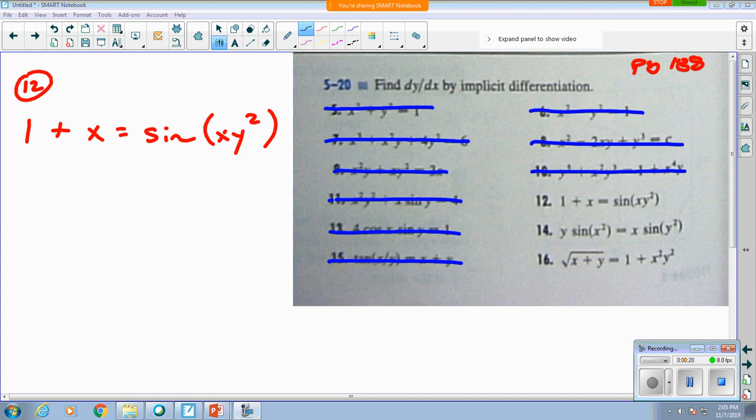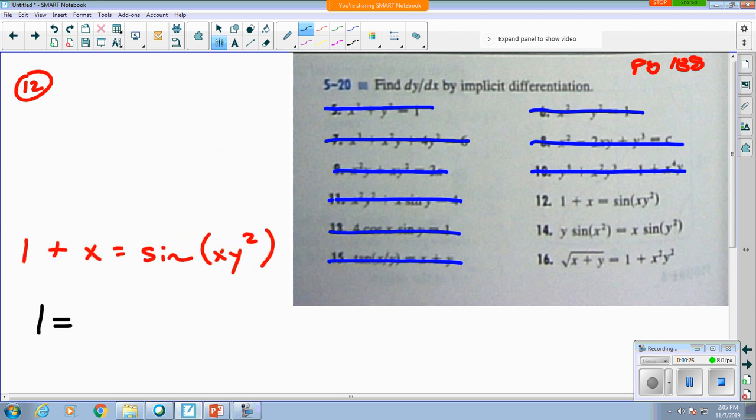Derivative of x is 1 dx, but we divide. And now we have a big old chain rule and product rule mix. Okay? We know the derivative of sine is cosine, times the derivative of the inside. Derivative of the inside, now this will be a product rule.